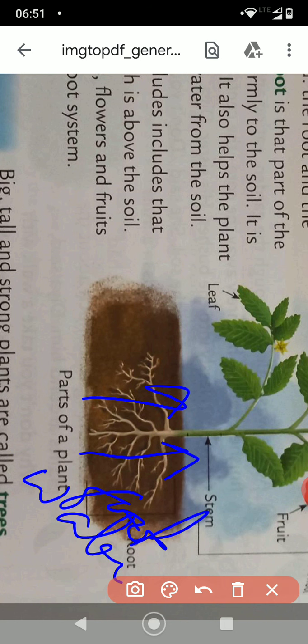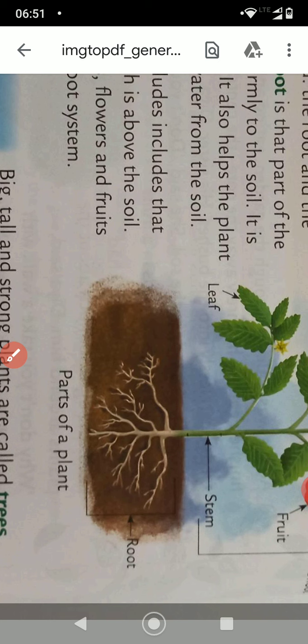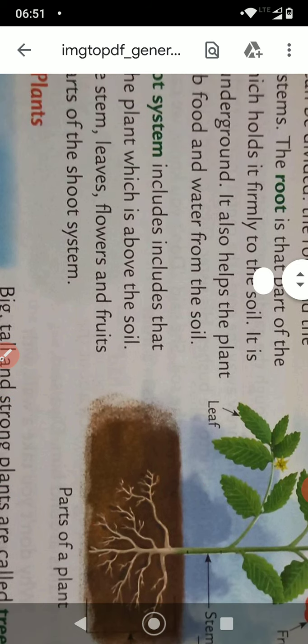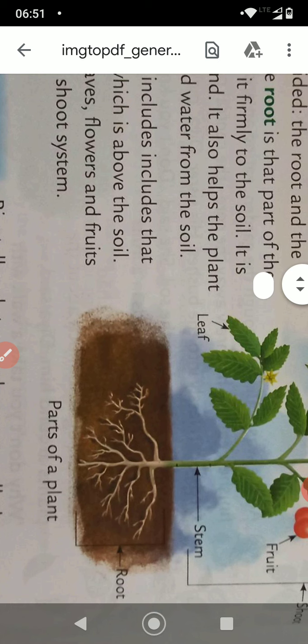And from where do they absorb food and water? From the soil, because roots are present in the soil. So from the soil the water will be absorbed by the roots. It's not actually the food, it's the minerals that you will learn later. It's the minerals that they absorb with the help of roots. So they absorb water and they absorb minerals. It is not the food, children.